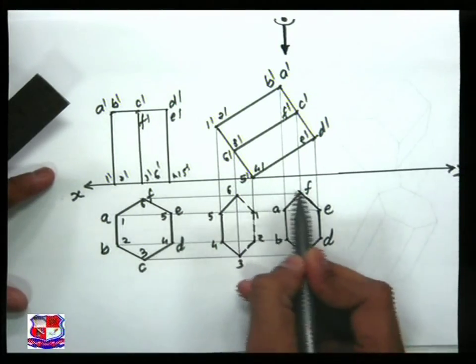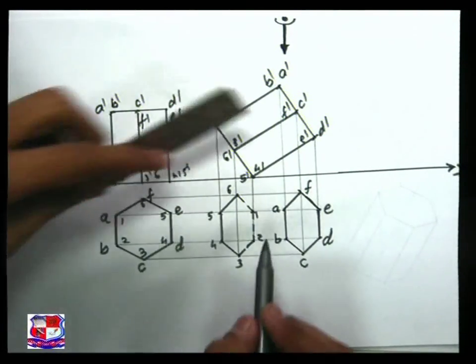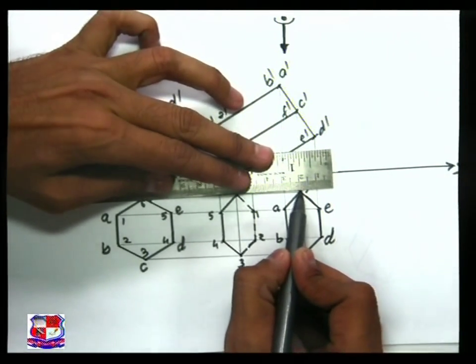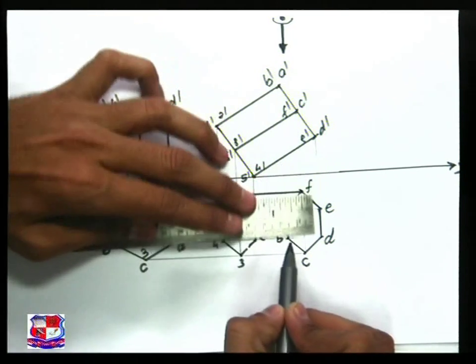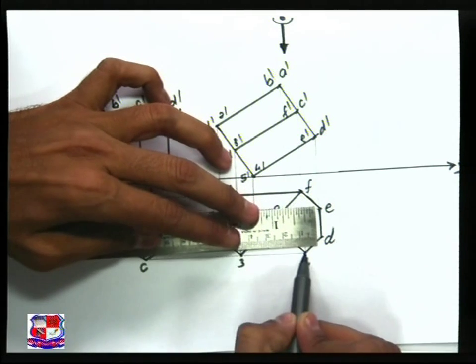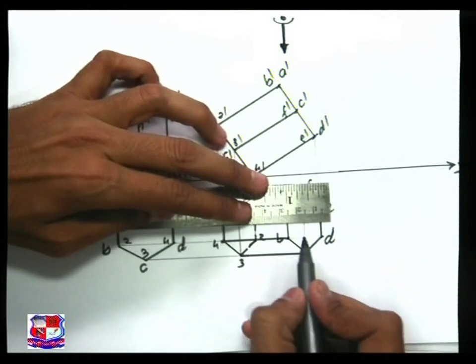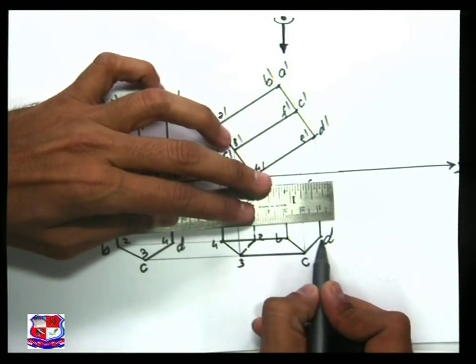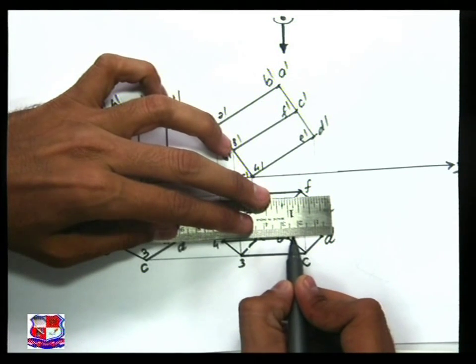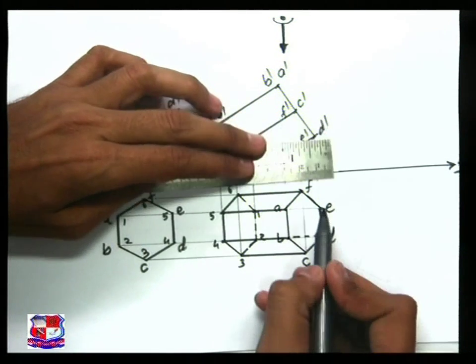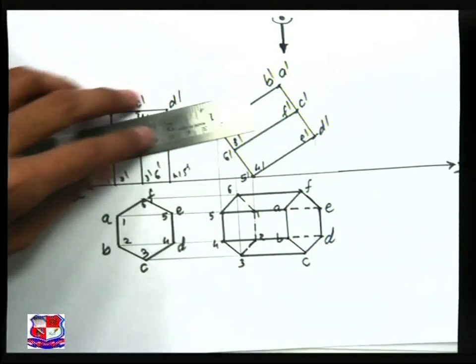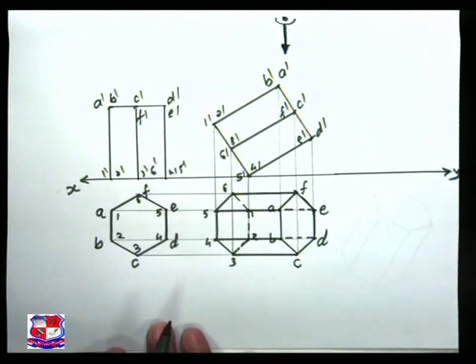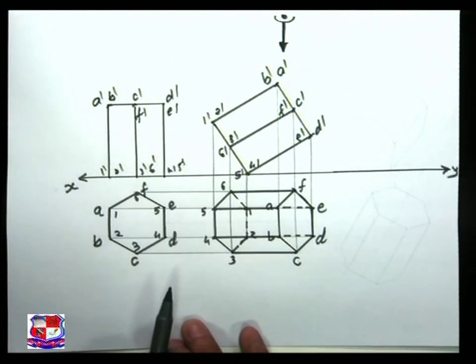Now what about these generators, these slant edges? 6F would be visible as it's an outside line, 5A again would be visible, 4B would be visible, C3 visible, B2 and D would not be visible, so join with the dotted line. E and 5 invisible, so join with the dotted line. So this is the top view.